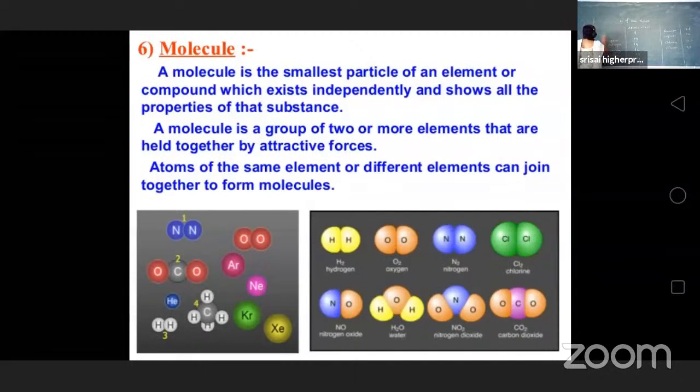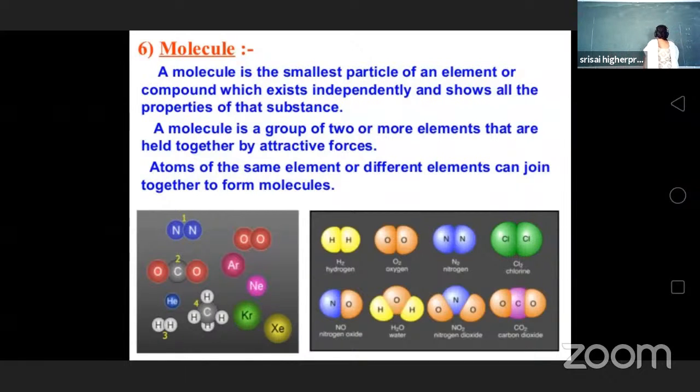Now we come to the molecule. What is a molecule? Now we understand what an atom is. The elements have small particles referred to as atoms, or matter is made up of small particles called atoms. Now we understand atoms, atomic number, elements and symbols. Next we come to molecule. What is the meaning of molecule?